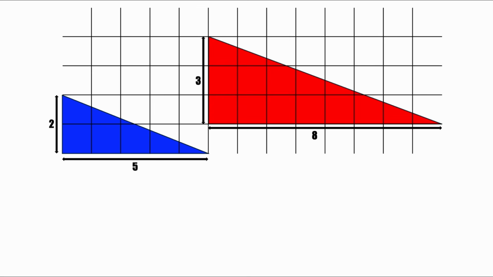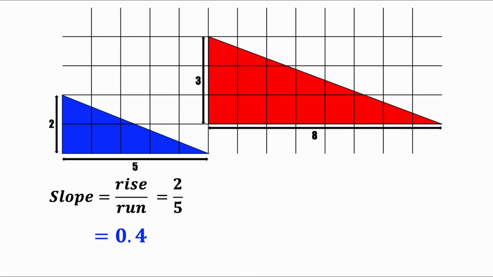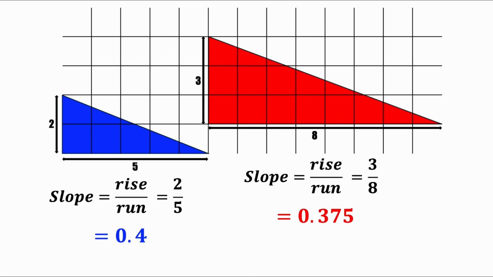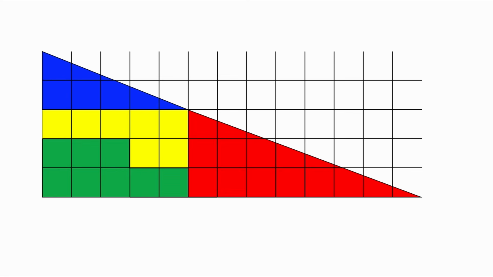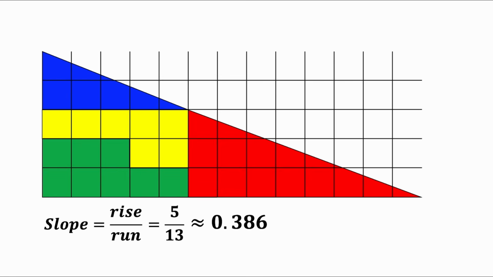And so what I'm going to do is calculate the slope of these 2 triangles using rise over run. Well, the slope of the blue triangle is just 2 over 5, or 0.4. But the slope of the red triangle, you'll notice, is 3 over 8, which is 0.375. But it gets worse, because if I take the slope of this big triangle using the same rise over run, I'm going to get 5 over 13, which is equal to 0.386, which isn't the same slope as the red triangle or the blue triangle.